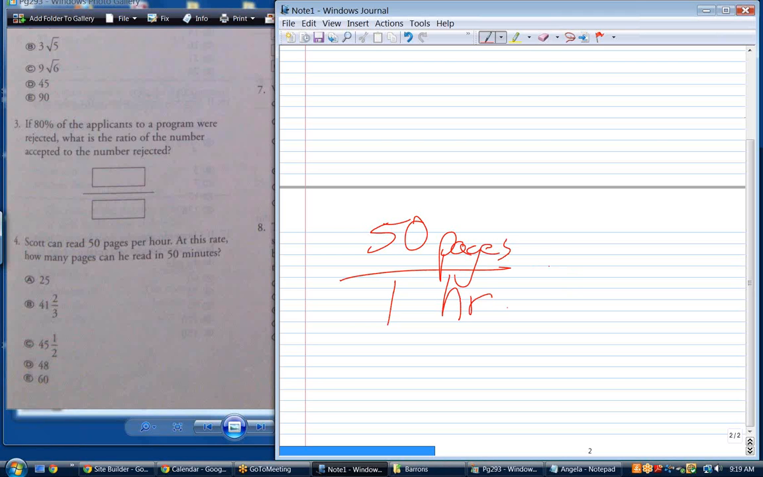So that has to equal some number of pages per 50 minutes. Well, I got to make sure these things are the same, so why don't I say 5/6 hours, which is 50 minutes. I could also do this. 50 minutes, and let's make this over here 60 minutes.